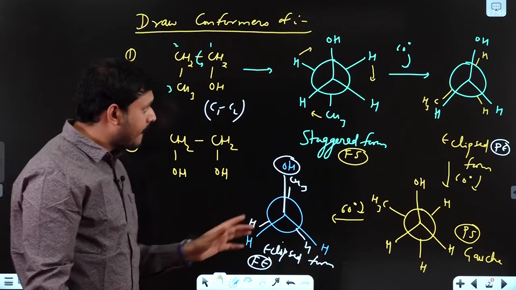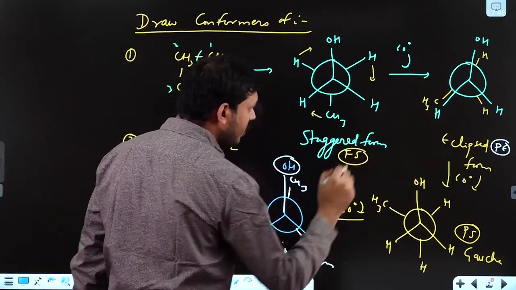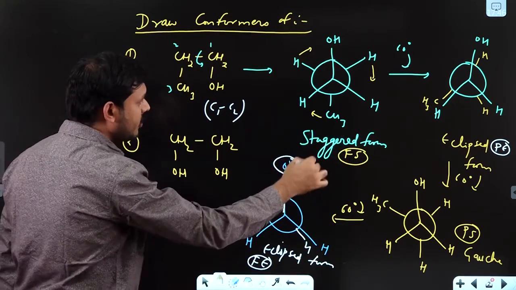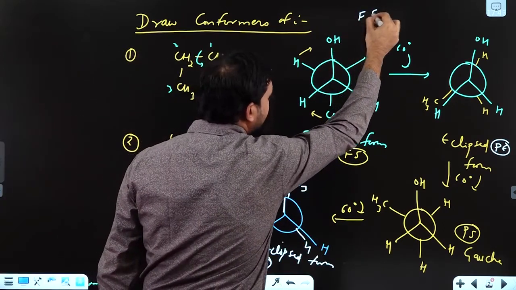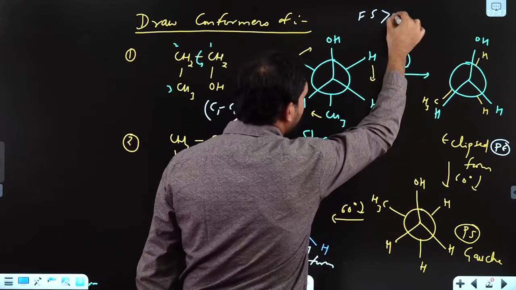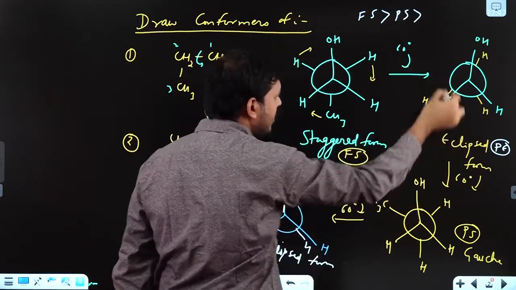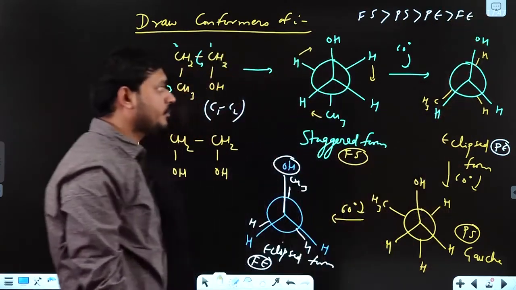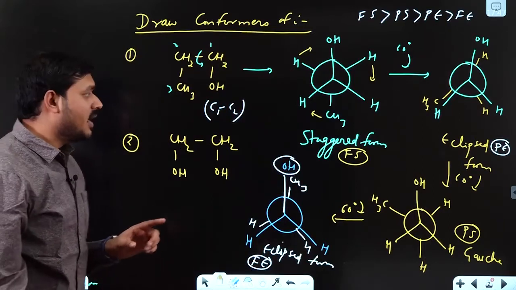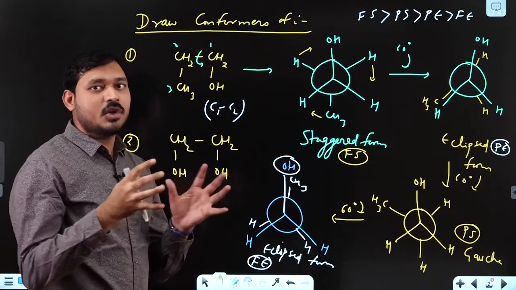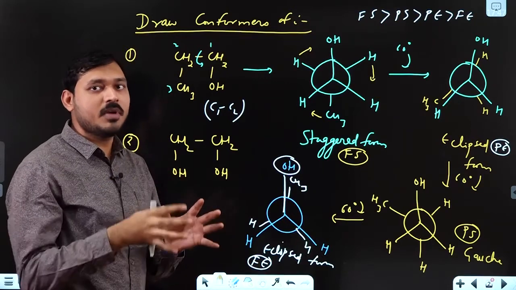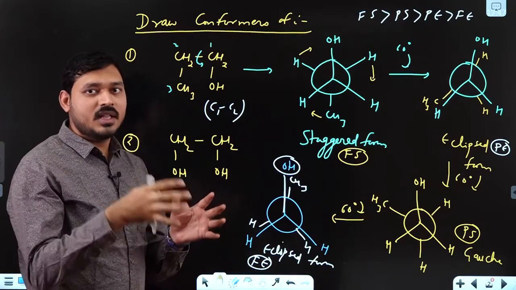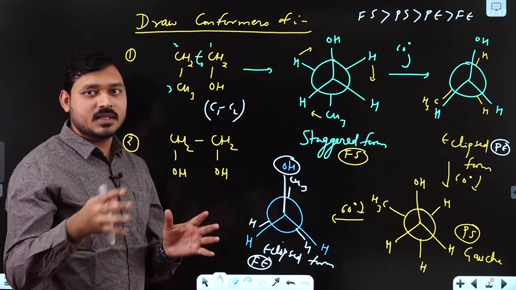So among these four cases, the most stable form is fully staggered, then the gauche or partially staggered form, then partially eclipsed, then fully eclipsed. We need to remember that in van der Waals strain between two groups, or an atom and a group, or two atoms, as the bulkiness of the group or atom increases, the van der Waals strain increases.